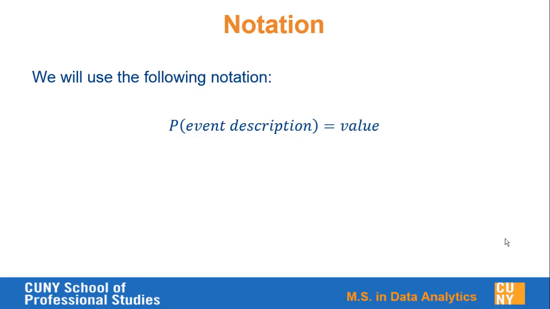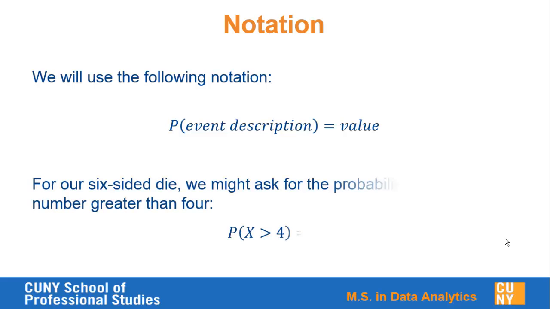Just one tiny bit about notation. We'll use this notation shown on the screen, where we use a capital P to indicate probability, and then in parentheses we describe the event whose probability we're talking about. And then we'll say equals a value, and that's the probability assigned to that event. So for example, with our six-sided die, we might say, what's the probability of rolling a number greater than 4? So we would say P of x greater than 4 equals 1/3. Since there is a 5 and a 6, if it's a fair die, the probability is 2 out of 6, or 1/3.